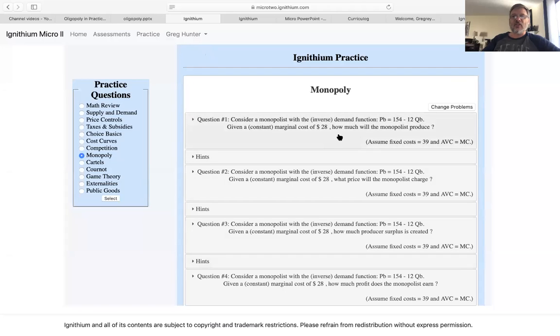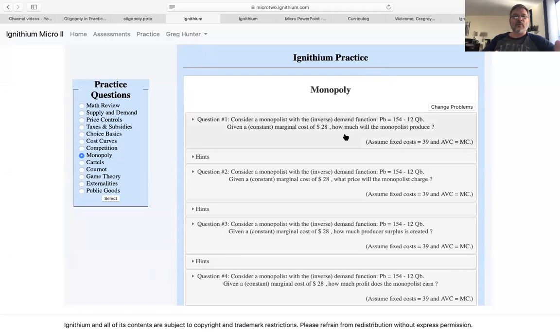So if I see, for example, PB is equal to 154 minus 12 QB, I know automatically that the marginal revenue is 154 minus 24 QB. And then I set marginal revenue equal to marginal cost, and I can get the quantity of output for the monopolist. Is there anybody who doesn't understand that?